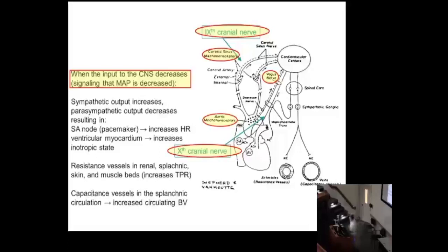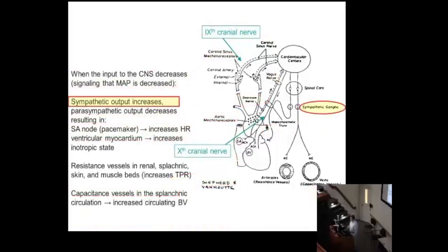So the mean arterial pressure drops, and the inputs into the medulla, the frequency of the action potentials, drop. And that's how your medulla knows that the blood pressure went down. And in response to that, the sympathetic output increases from the medulla, and the parasympathetic output decreases, mostly through the vagus nerve running to the heart.